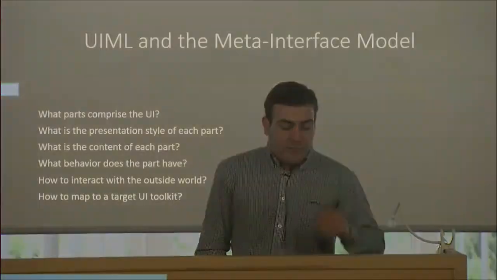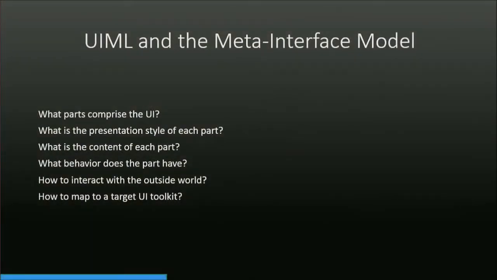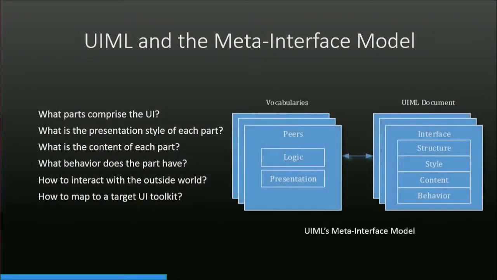It tries to answer some of these questions, and it's based on this meta interface model, which has two components: the interface component on the right and the peers component on the left. So the interface component is, as we said, this clear separation of concerns. It has the structure, style, content, and behavior. The structure captures all the parts that make up the whole user interface.